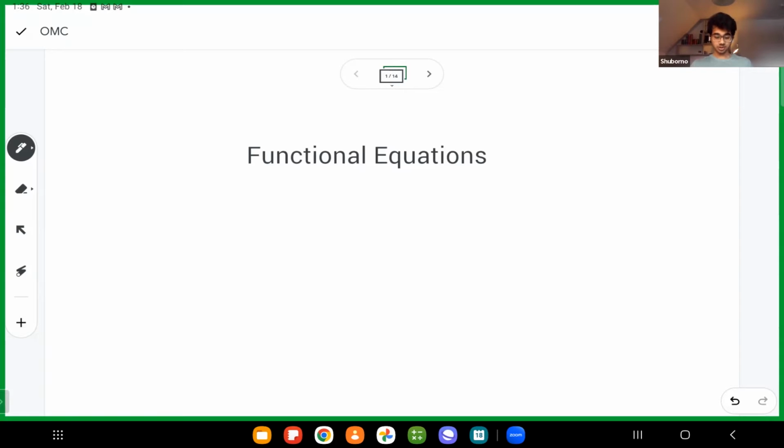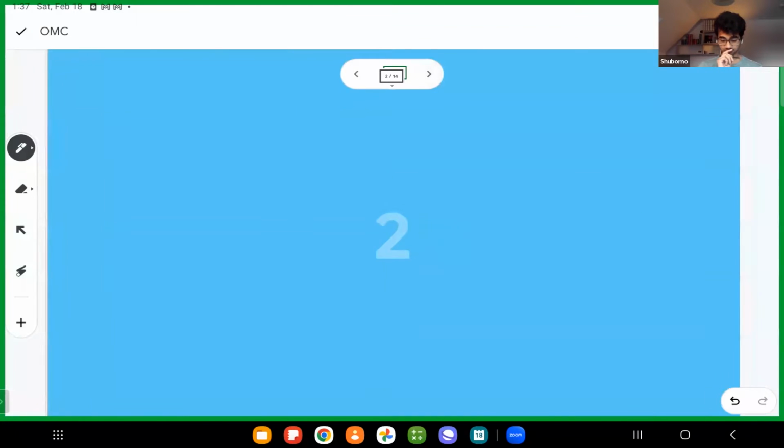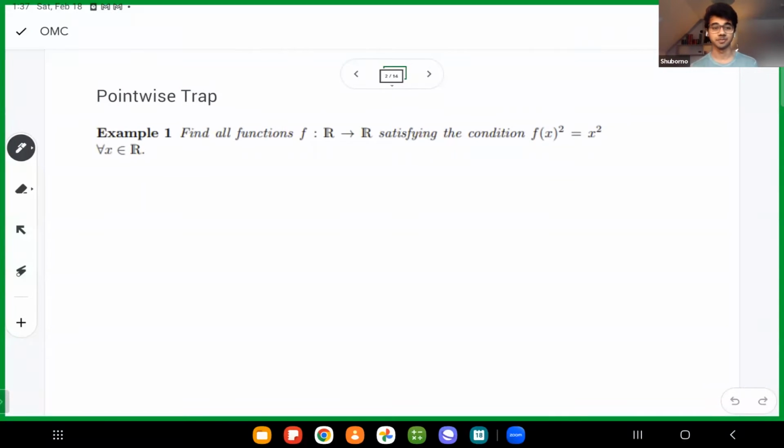So I wanted to start off with this thing which some of you might know now, but a few years ago it was not too common. People just did it. So I want to talk about this thing called the pointwise trap, which I don't know where the name came from, but I think it's stuck around, and this is what it's called.